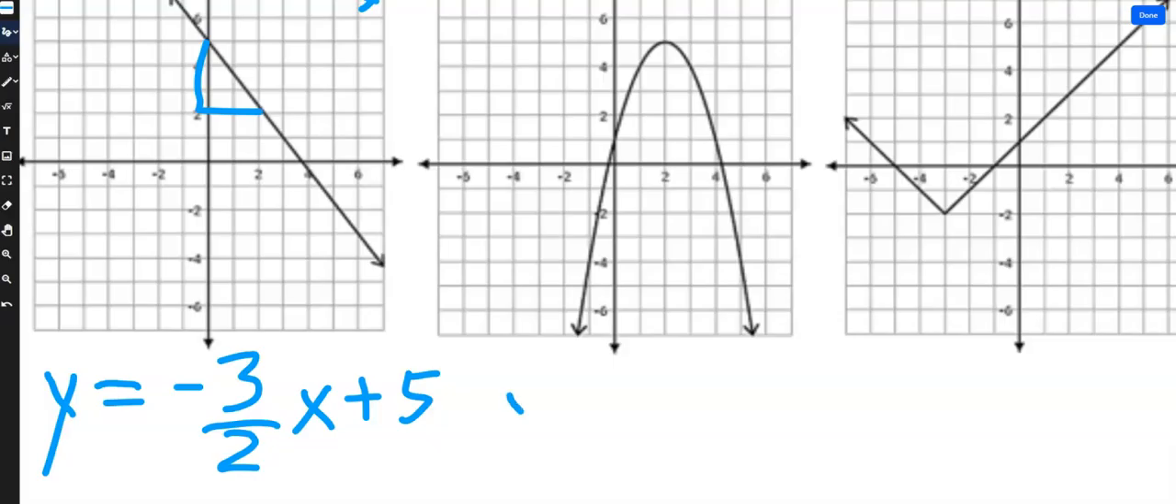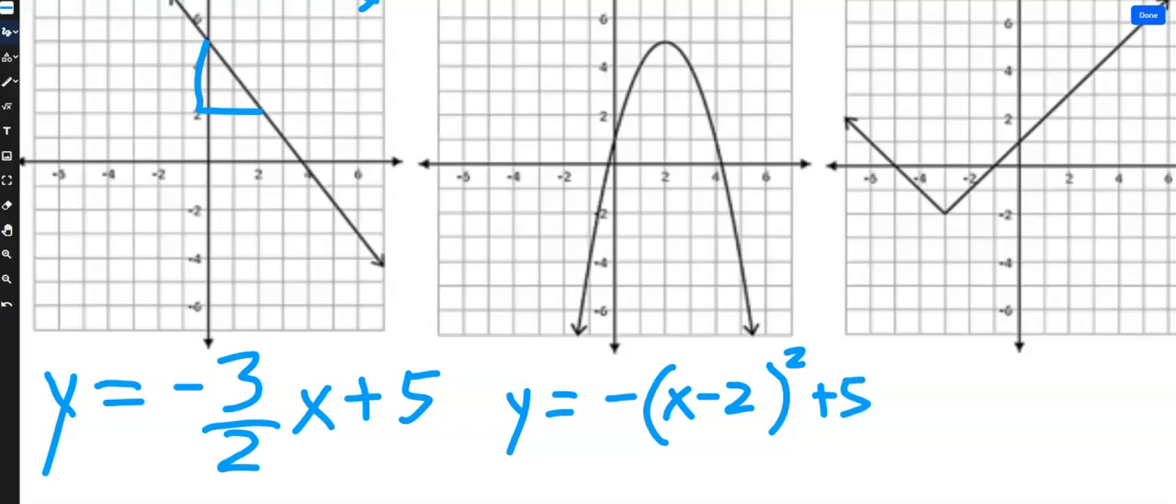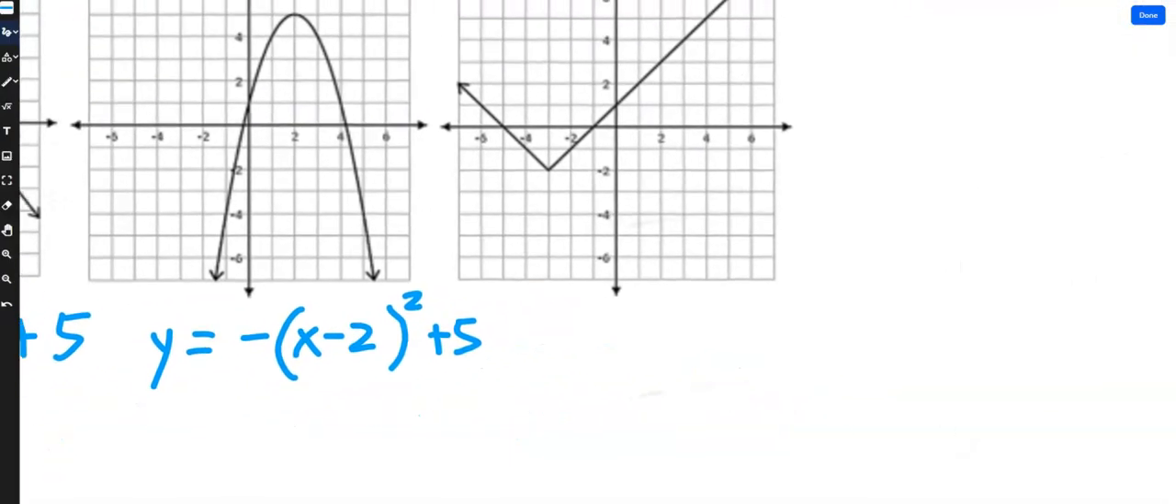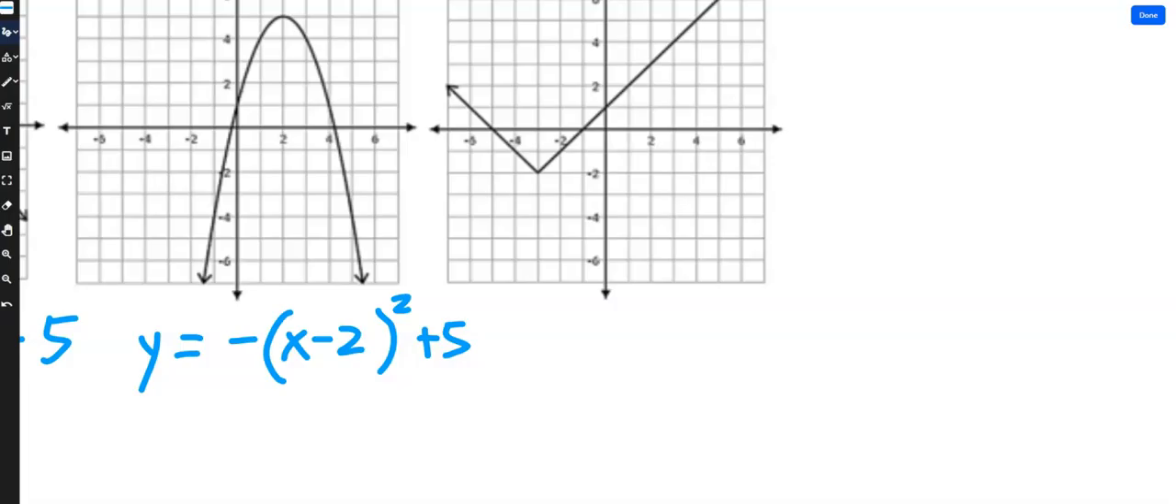Of course, this one is a parabola that's been flipped over the x-axis, so it definitely has a negative on the outside, which is a change on the y, right? We talked about how that reflects over the x-axis and causes it to go down. And then it went to the right 2, so we would have x minus 2. Since it's a parabola, it would be squared. And then it went up 5, so the up 5 happens on the outside, right? Changes on the y are on the outside.